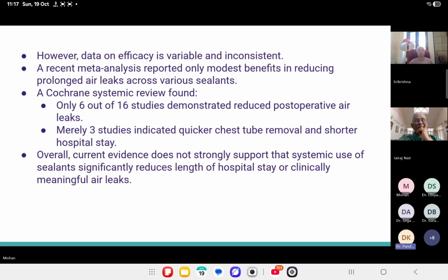A Cochrane systematic review found only 6 out of 16 studies demonstrated reduced postoperative leaks. Merely 3 studies indicated quicker chest tube removal and shorter hospital stay. Level of evidence is very low. Overall, current evidence doesn't strongly support that routine use of sealants significantly reduces length of hospital stay or clinically meaningful air leaks.